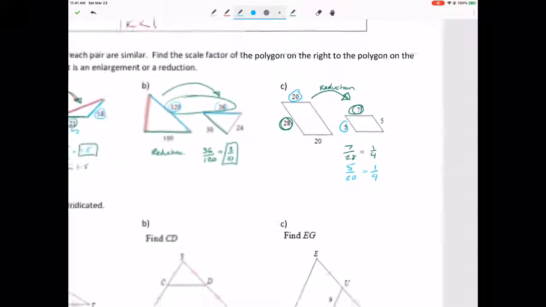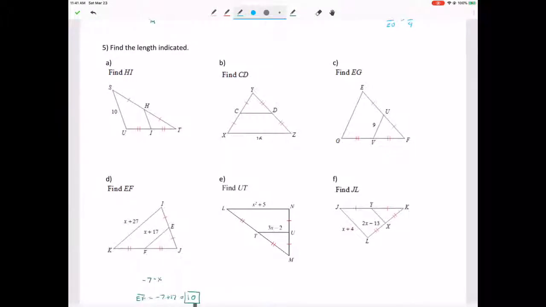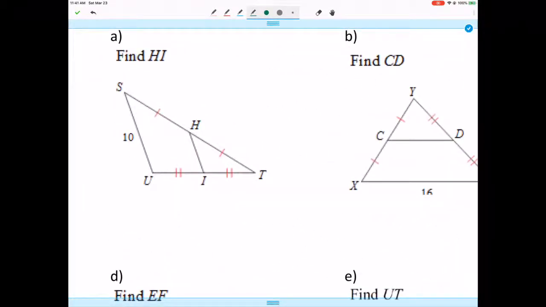Okay, so there's not going to be a lot of problems on that, so just do your best, and if you have any questions, let me know. Okay, this one, find the indicated length. All right, they give us this, and we want to find HI. We'll say this will be X.